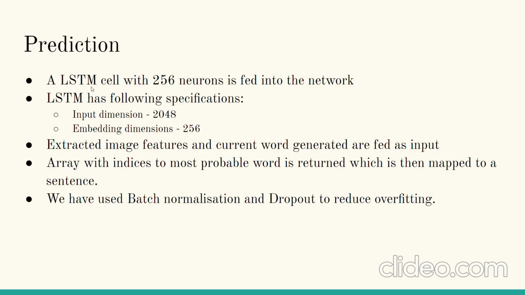Our LSTM cell has 256 neurons, the input dimension is 2048, and embedding is done with a dimension size of 256. The extracted image features from Inception v3 and the current word generated from embedding are fed as input to the LSTM, and the array with indices of the most probable word is returned with the help of a softmax function.